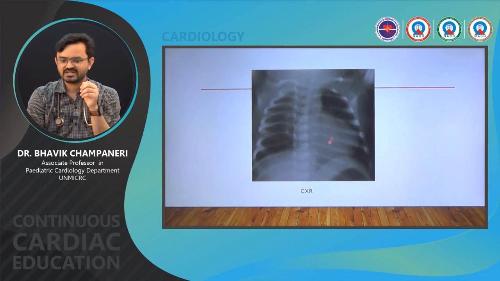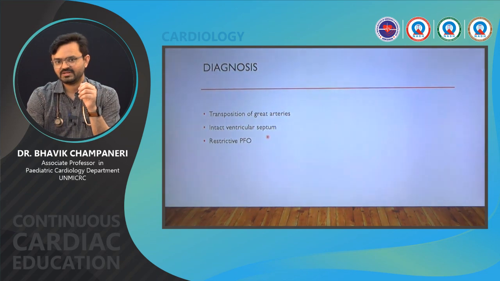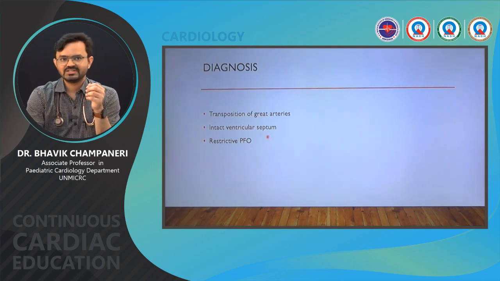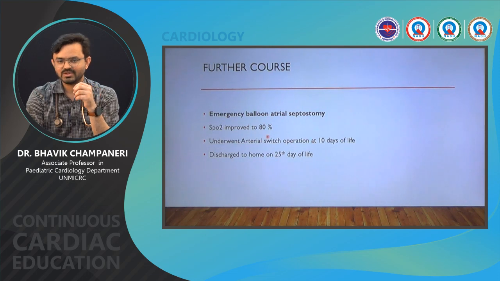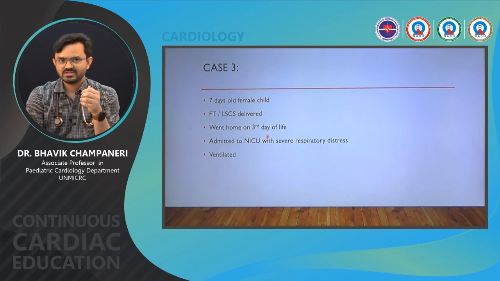So this was a case of transposition of great arteries with intact ventricular septum, but he had a restrictive PFO, and that's why he was very blue, because there was no mixing of blood happening at the level of atrium. So this patient underwent emergency balloon atrial septostomy at our institute. SpO2 improved to 80%. By 10 days of life, patient underwent arterial switch operation and was sent home on 25th day of life. So this is the third case.